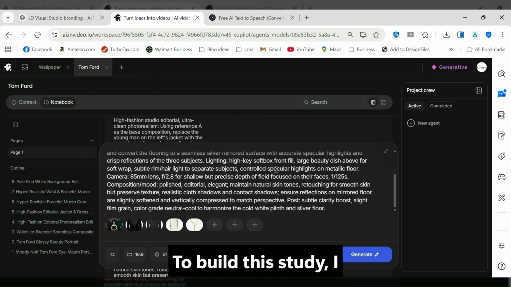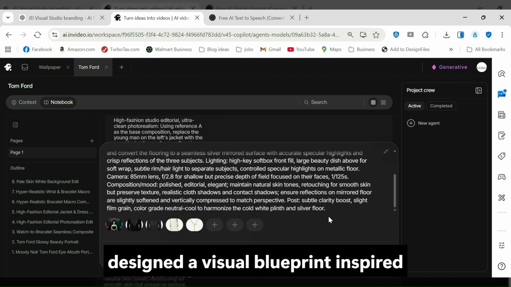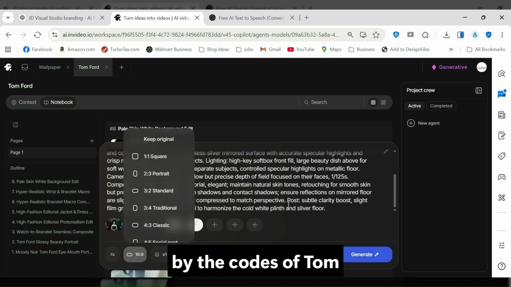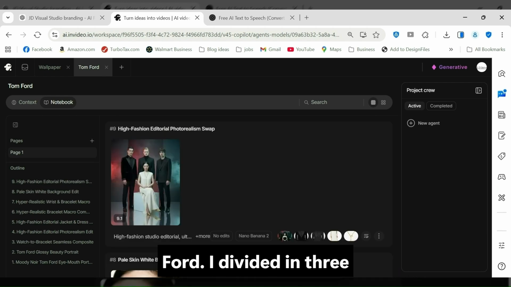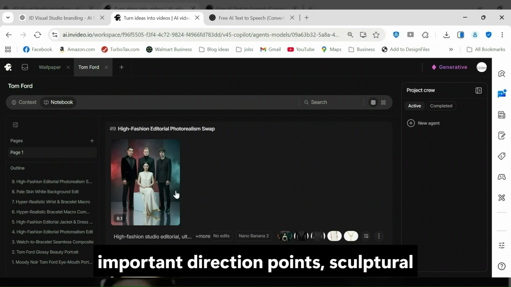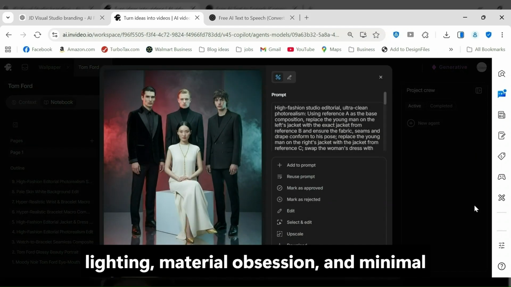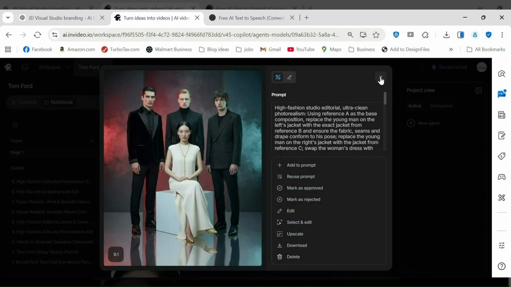To build this study, I designed a visual blueprint inspired by the codes of Tom Ford. I divided it into 3 important direction points: sculptural lighting, material obsession, and minimal composition.